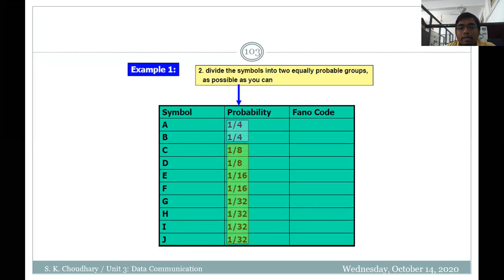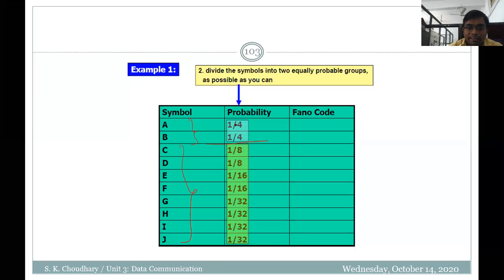Now according to the Shannon-Fano code, what is the second step? Divide the symbols into two groups that are as equally probable as possible. In this case, you can see we have divided this into two equally probable messages. We have taken the division where above the division there are only the two symbols A and B, and below the division there are 8 symbols from C to J.